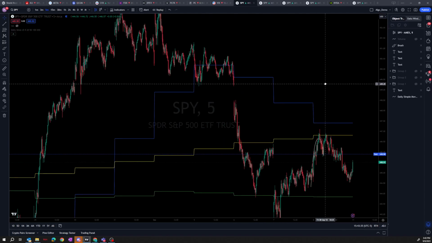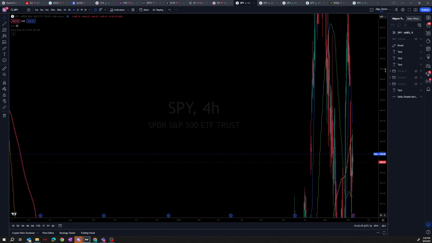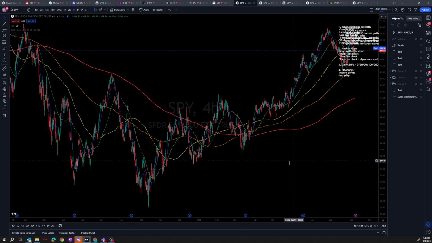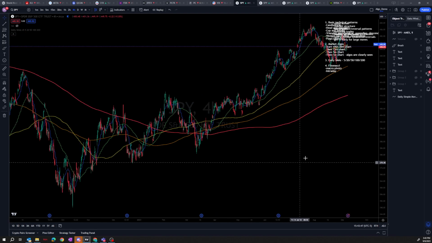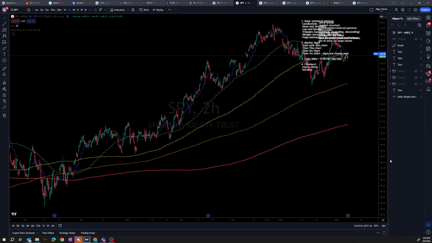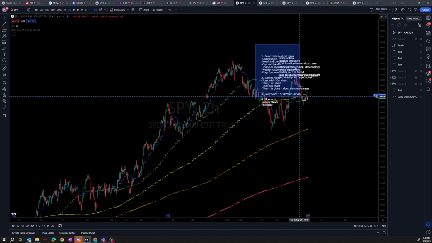But a rule of thumb that I like to follow is as long as the 5 is above the 20, you're going to be net bullish. When the 5 crosses below the 20, you're going to be net bearish. So let's look at some case studies in terms of what happened. Let me go ahead and move these.